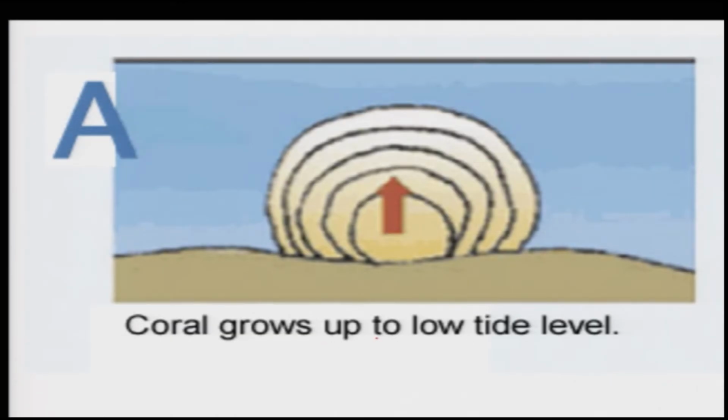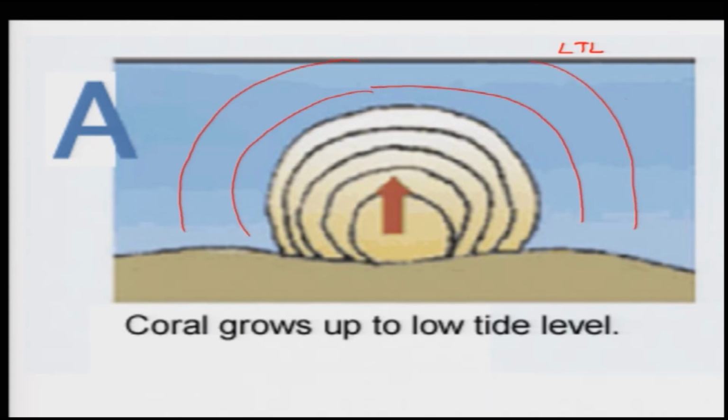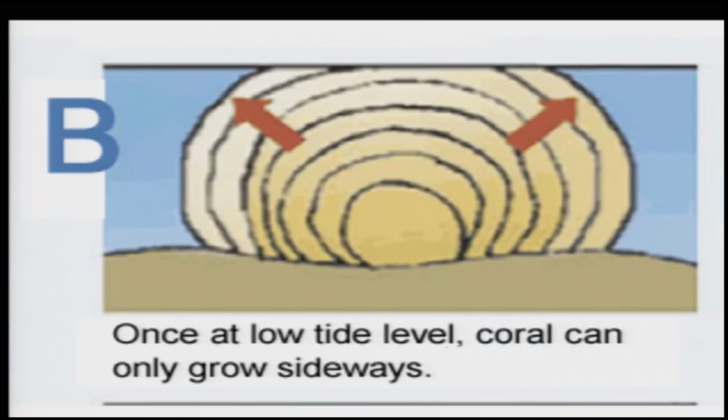So, this will get recorded in the growth pattern of the corals. Coral grows up to low tide level. So, it will try to reach up to this. If this is low tide level, then it will try to reach up to this and keep progressing on a lateral side, and it will keep extending on the lateral side, okay. But it will never grow above the low tide level. So, once at the low tide level, corals can only grow sidewise, okay. So, it will keep growing sidewise.